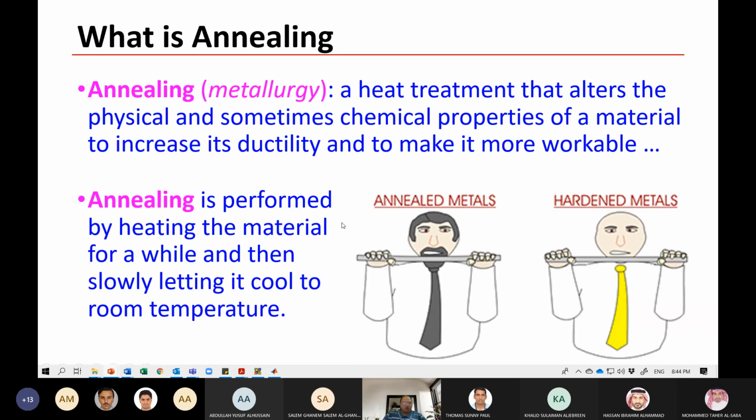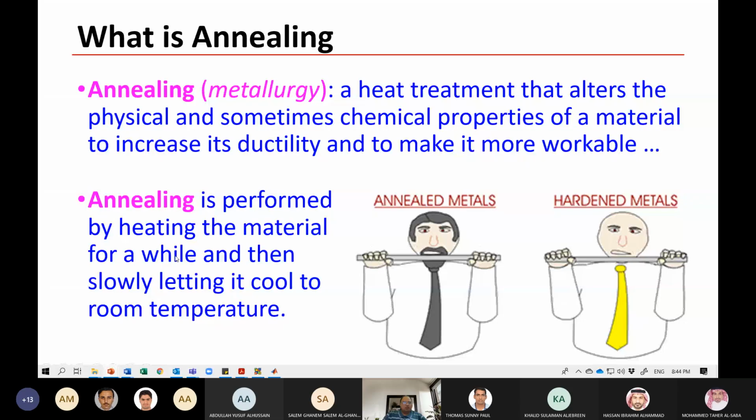So the annealing is performed by heating the material. So this is the first stage. You heat the material up and then slowly let it cool to room temperature. You decrease the temperature in steps until, of course, you reach room temperature.